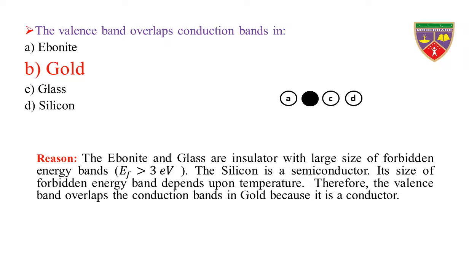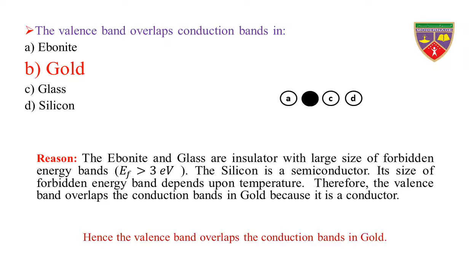Reason: the ebonite and glass are insulators with large size of forbidden energy bands. EG is greater than 3 electron volts. The silicon is a semiconductor. Its size of forbidden energy band depends upon temperature. Therefore, the valence band overlaps the conduction band in gold because it is a conductor. Hence, the valence band overlaps the conduction band in gold.